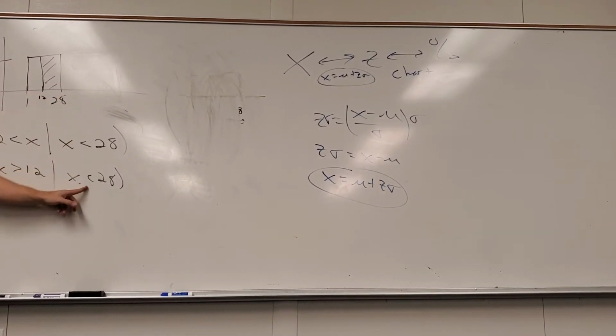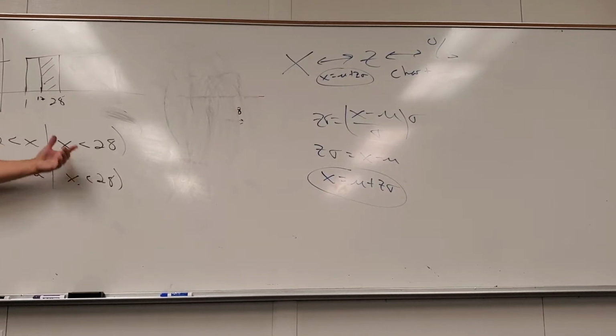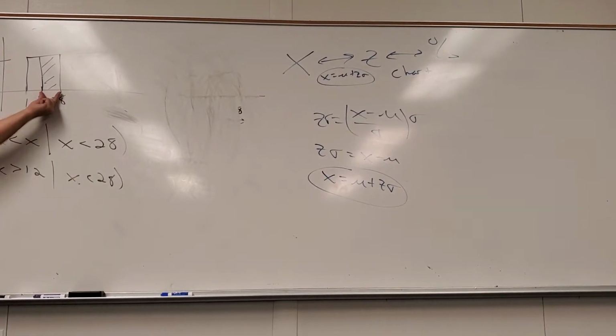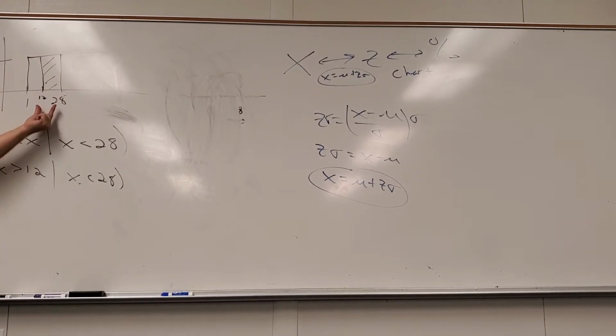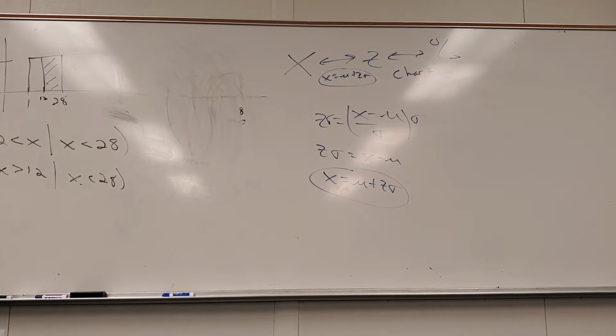How do I know that? Because it said given that it only goes up to 28. So what would it be? What's the width? 16 out of 27.